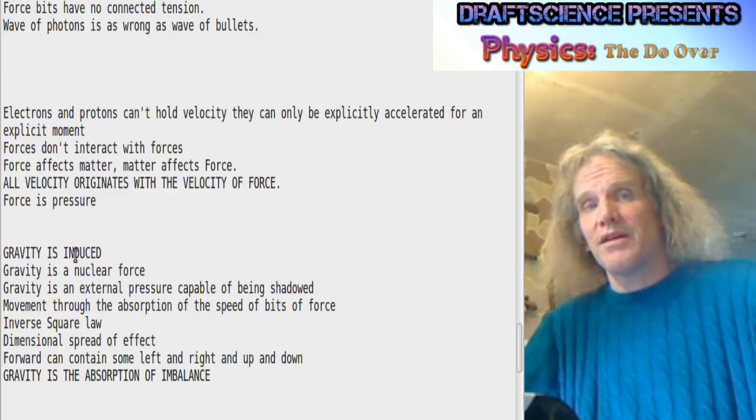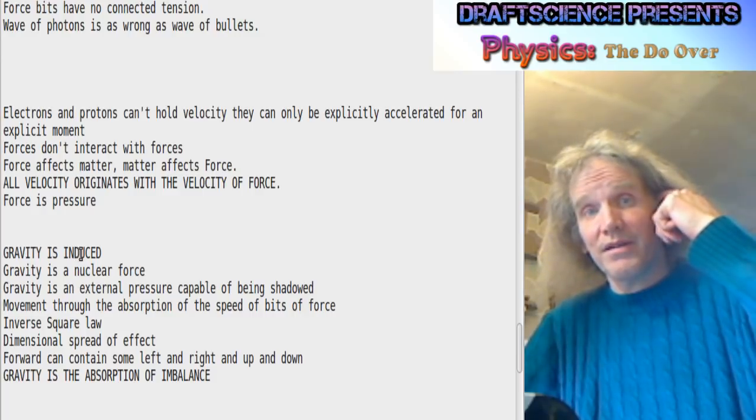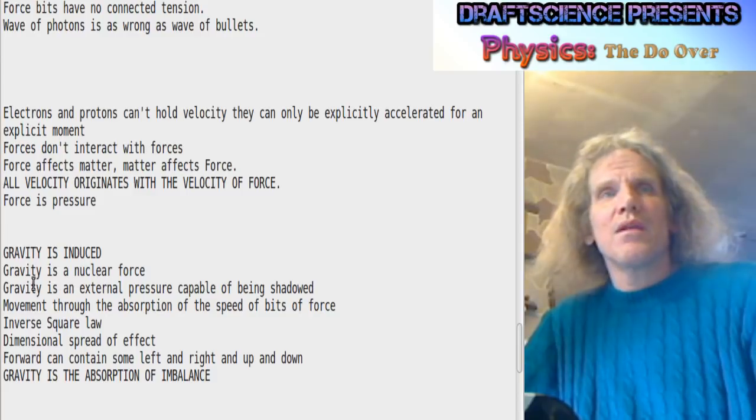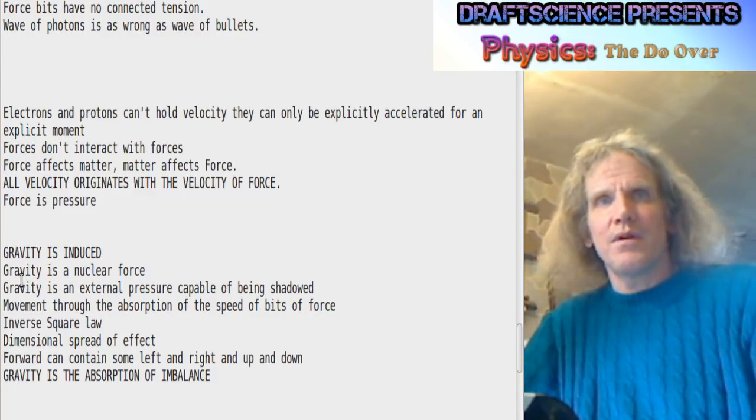Their assumptions, their interpretation of the evidence, and the evidence isn't there. Alright, where was I? Yeah, a wave of photons, I always said electrons and protons can't hold velocity.